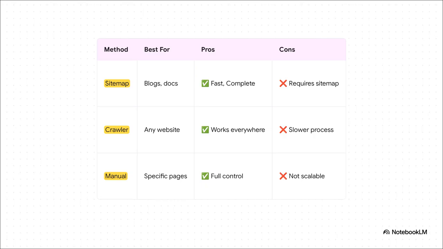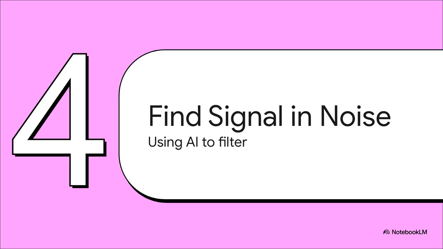Then there's the crawler. This is like your all-terrain vehicle. It might take a little longer, but it can navigate pretty much any website out there, sitemap or not. And finally, for those times when you only need a few specific articles, the manual option gives you that pinpoint surgical control. But let's be real, gathering sources is only half the battle. This is where things get really cool, using AI to find the actual signal in all that noise. Because a giant list of links is really just a different kind of clutter. We need to find what's actually relevant.